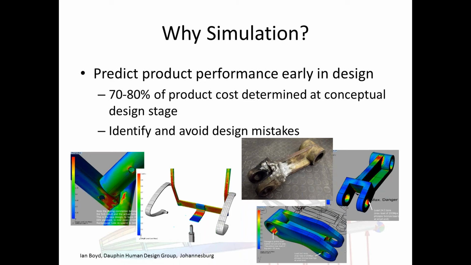So why simulate? Simulation allows us to predict the product performance early in the stages of design, in the stages where the product cost is largely determined. They say that up to 70 to 80% of product cost is determined at the conceptual design stage. So if we can make decisions on the geometry and the shapes that we're using, as well as the materials that we choose early in the stages of design, when we have the most control over cost, it's always a good thing.